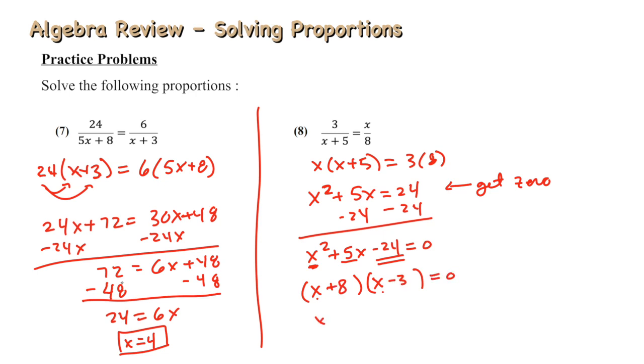And then we set each factor equal to 0. And we solve for x. And you can check these in the proportion. Both of them will work, so both answers are valid, and they will give you true statements.